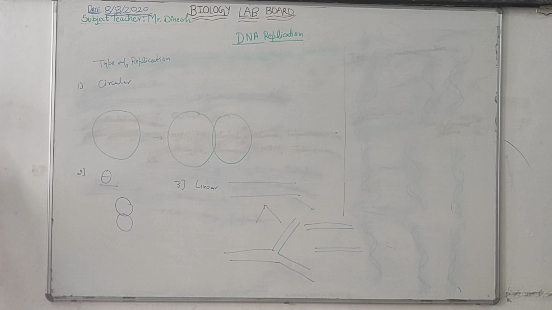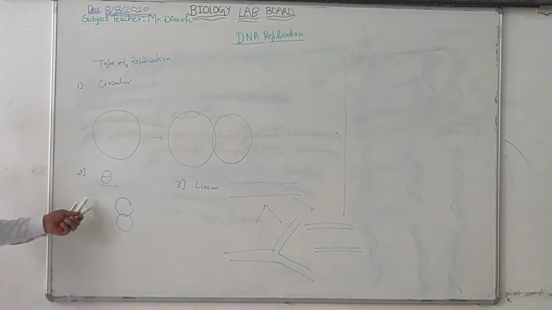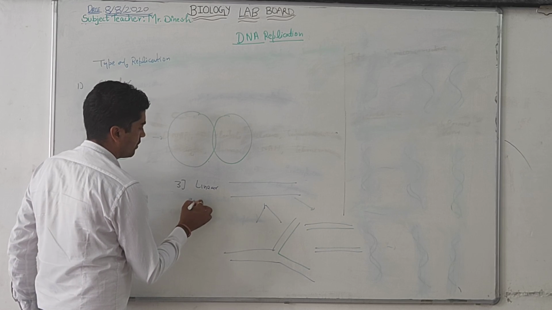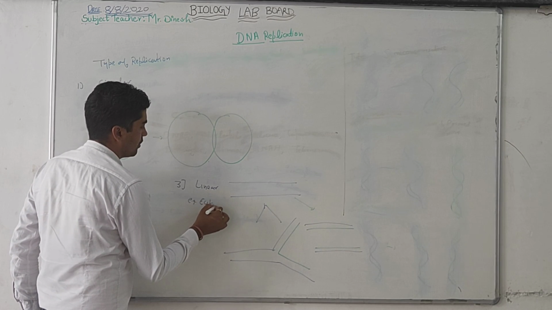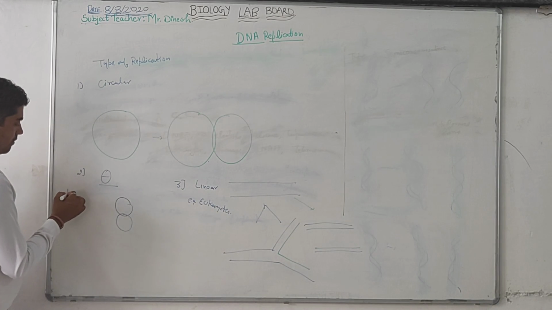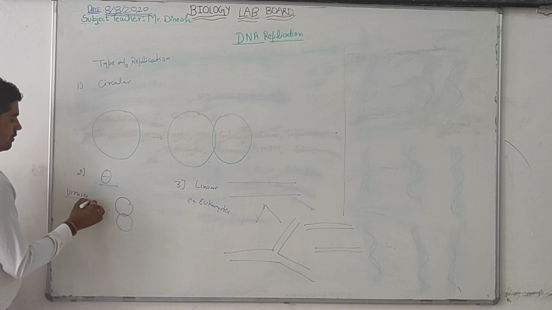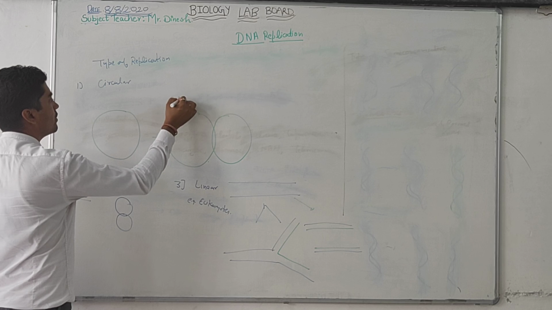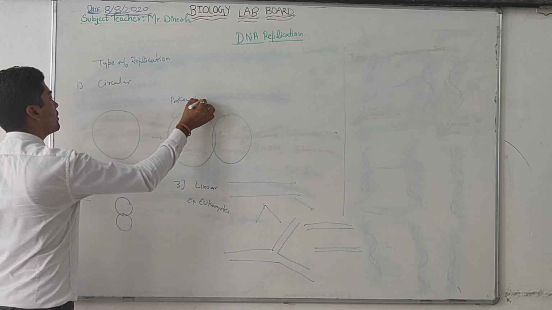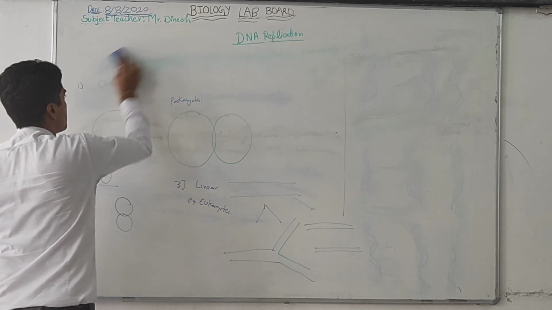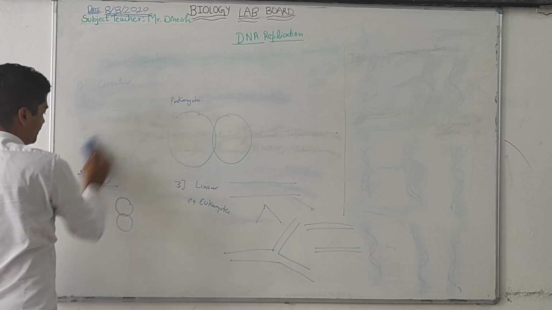So circular is in bacteria, and this is in viruses, this is in eukaryotes. Eukaryotes, linear. This is viruses. This is prokaryotes. So now we come to the process of DNA replication.